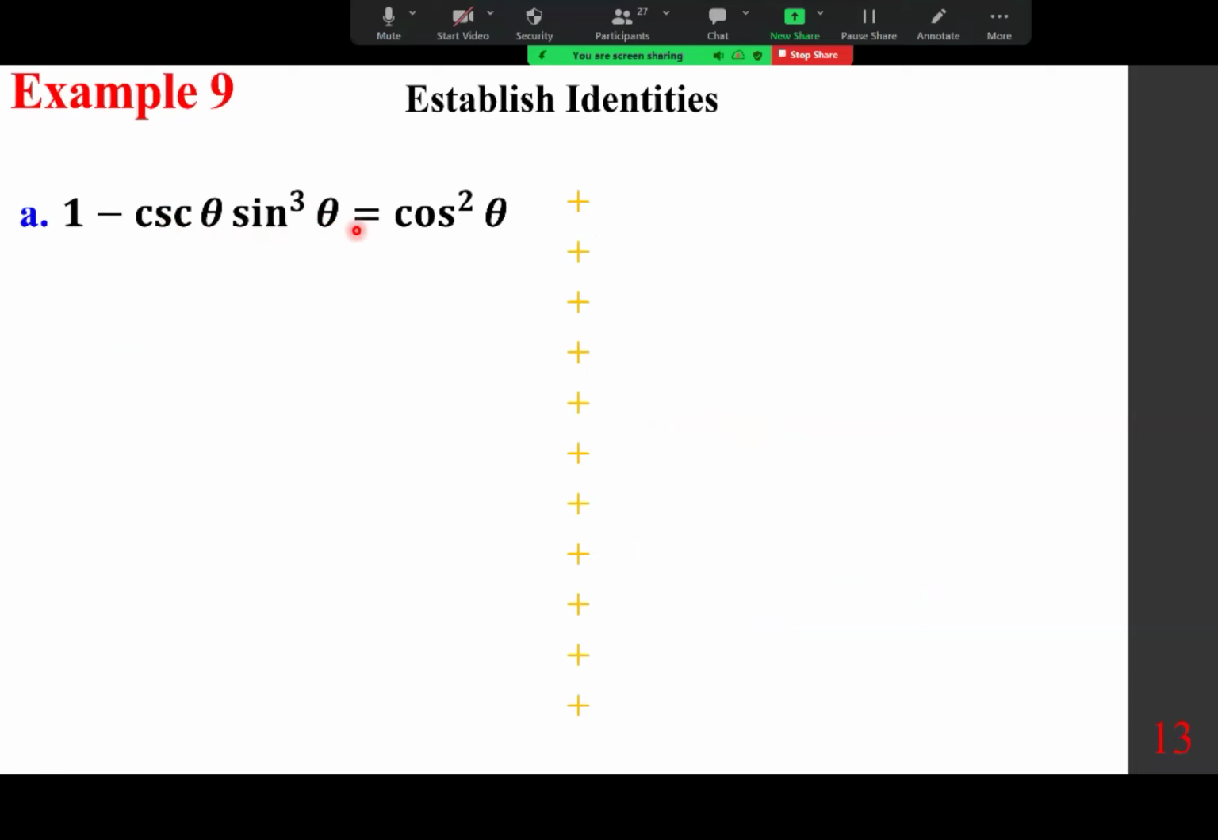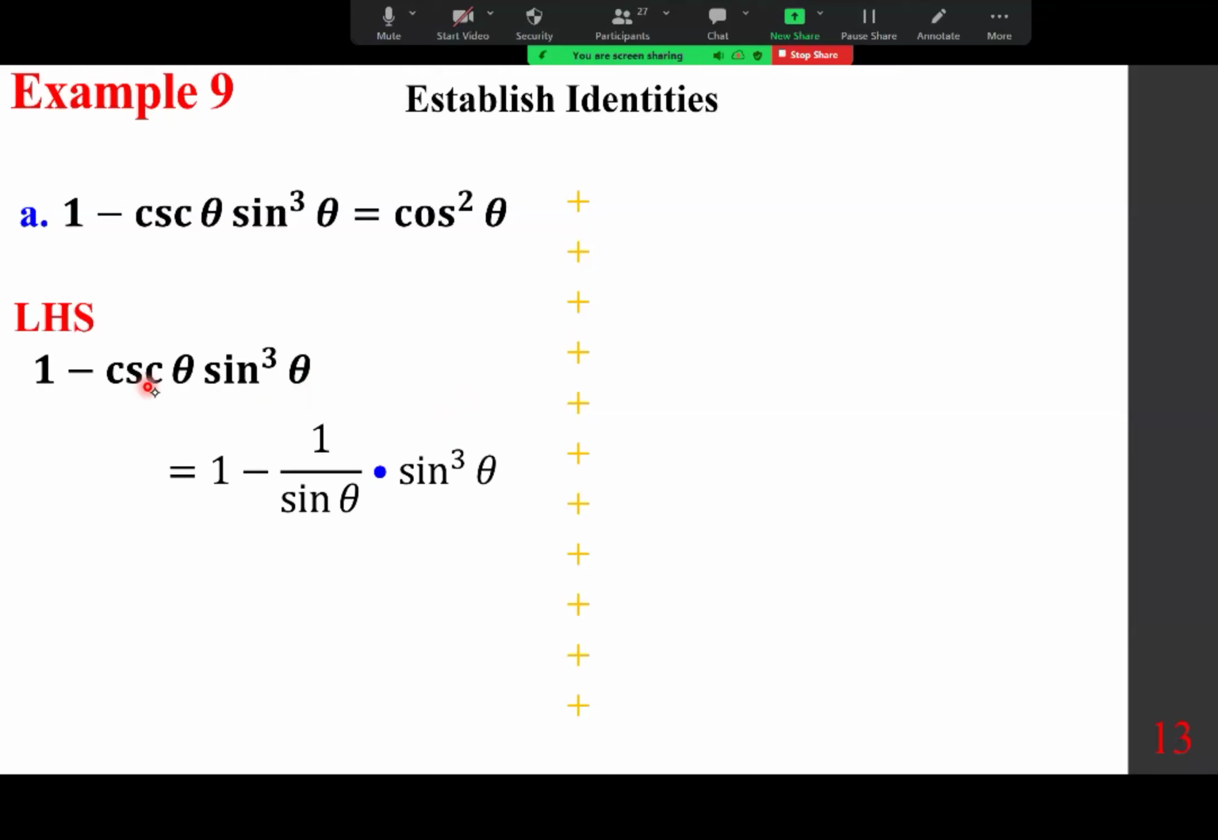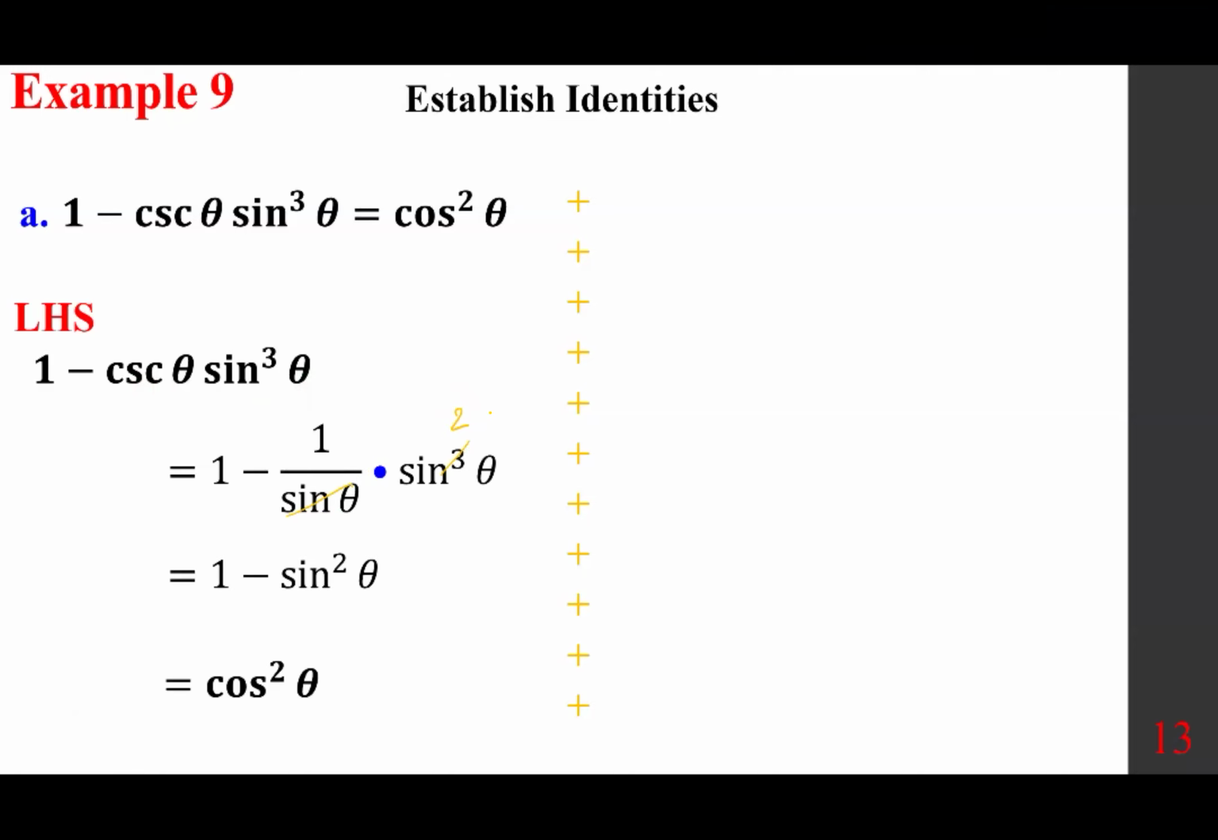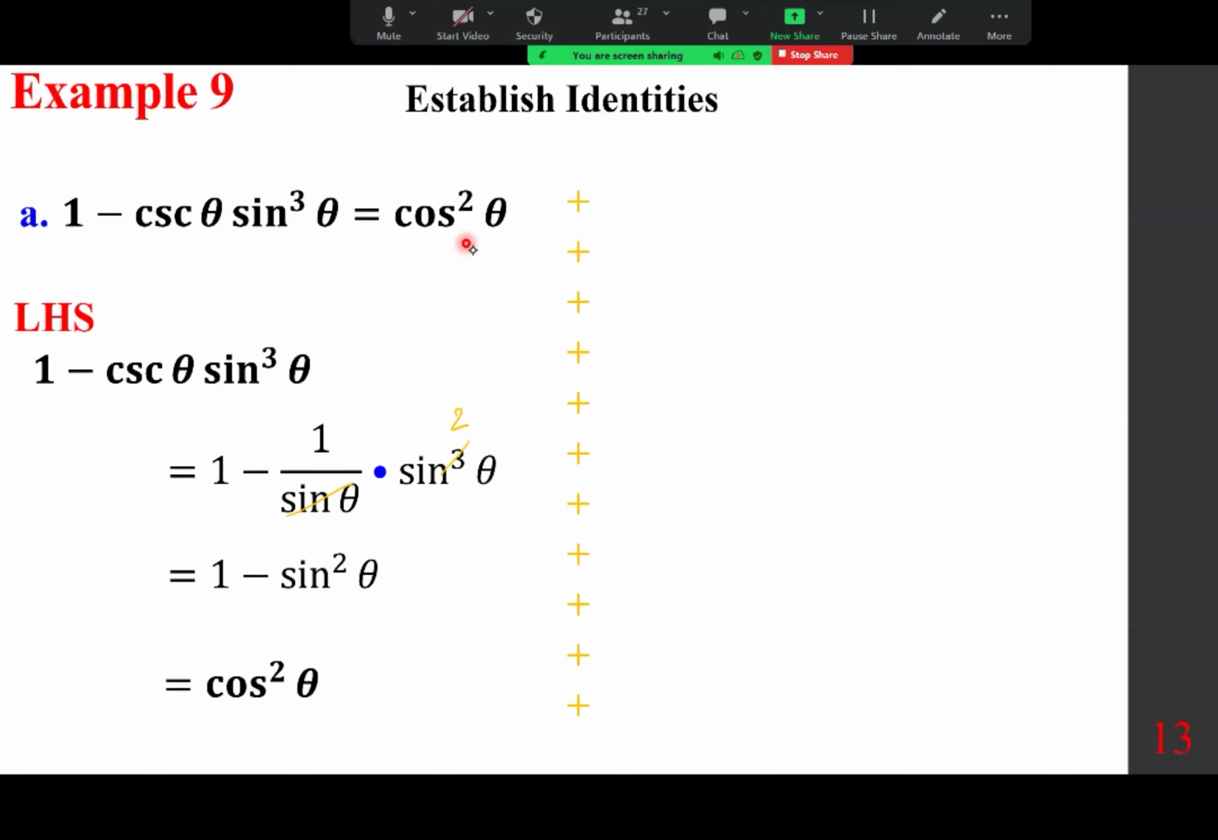One minus cosecant theta sine cubed equals cosine squared. We're going to start with one side. The left-hand side is more complicated. So 1 minus cosecant theta sine cubed theta, we write everything in terms of sine and cosine. So all we have to do is change the cosecant to 1 over sine. This gives us 1 minus sine squared, and you know it to be cosine squared. And that's the end of the proof, everybody. Because we proved 1 minus cosecant theta sine cubed is cosine squared.